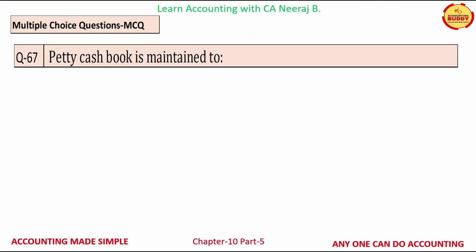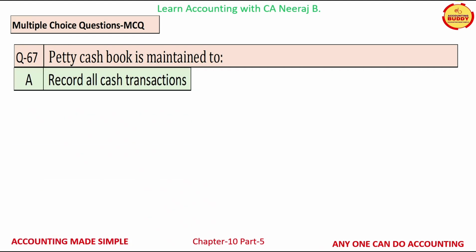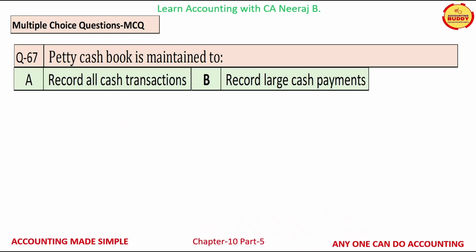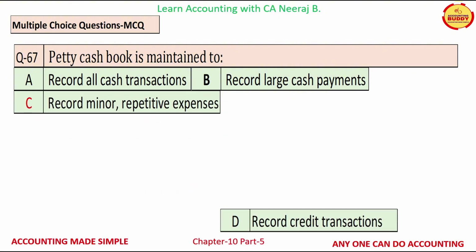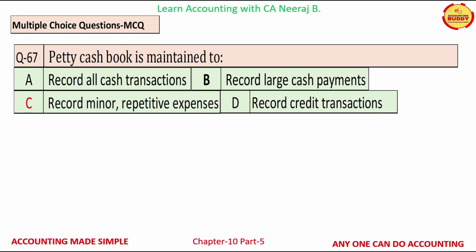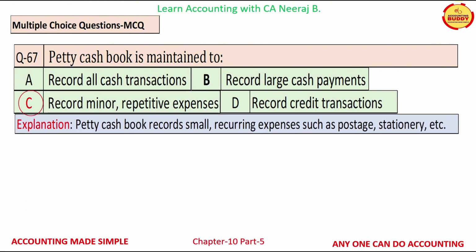Question number 67 is, petty cash book is maintained to, and the available options are option A, record all cash transactions, option B, record large cash payments, option C, record minor repetitive expenses, and option D, record credit transactions. And the correct answer is option C, record minor repetitive expenses. Petty cash book records small recurring expenses such as postage, stationery, etc.